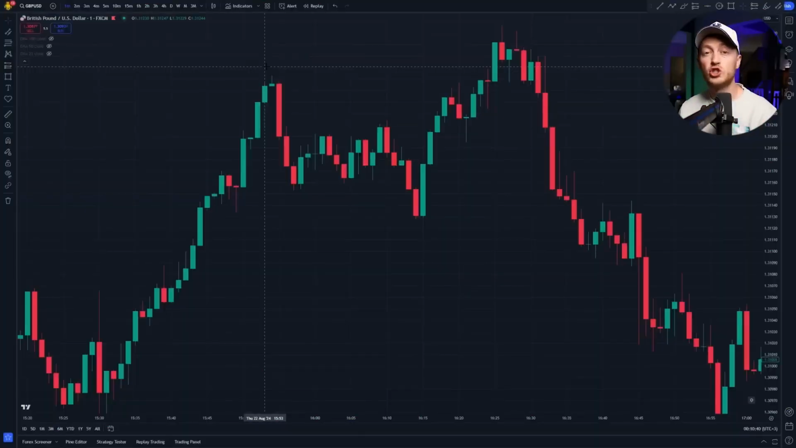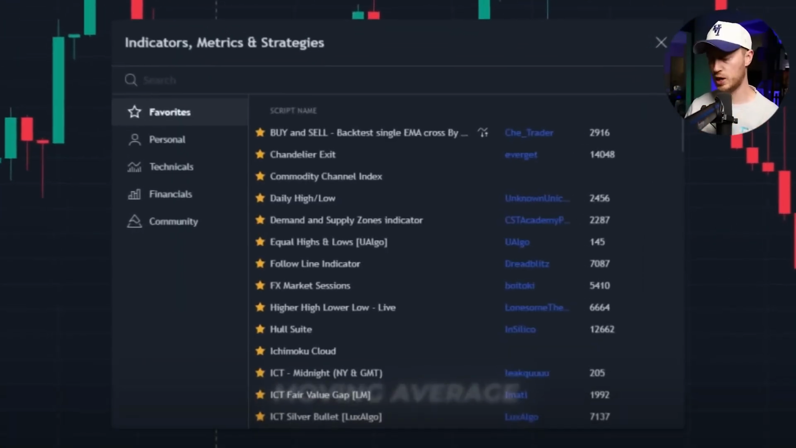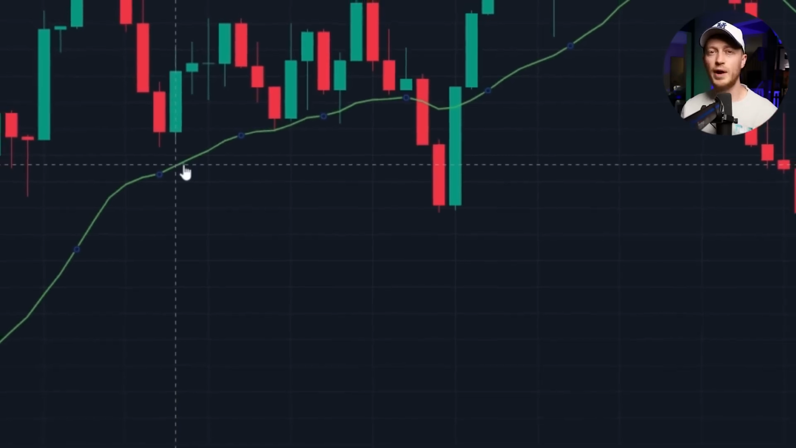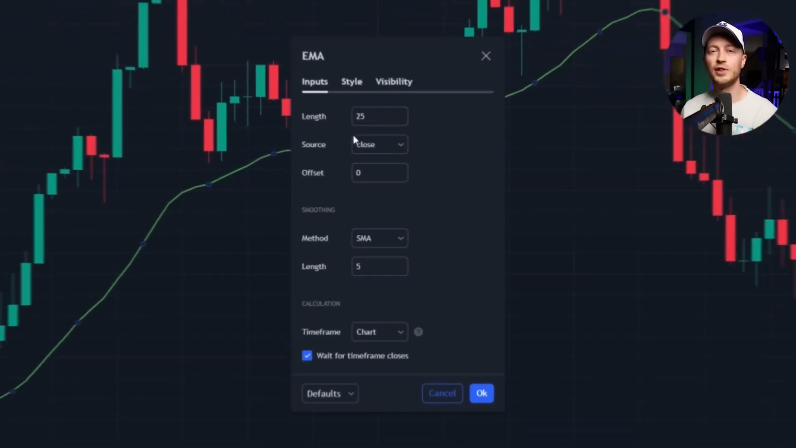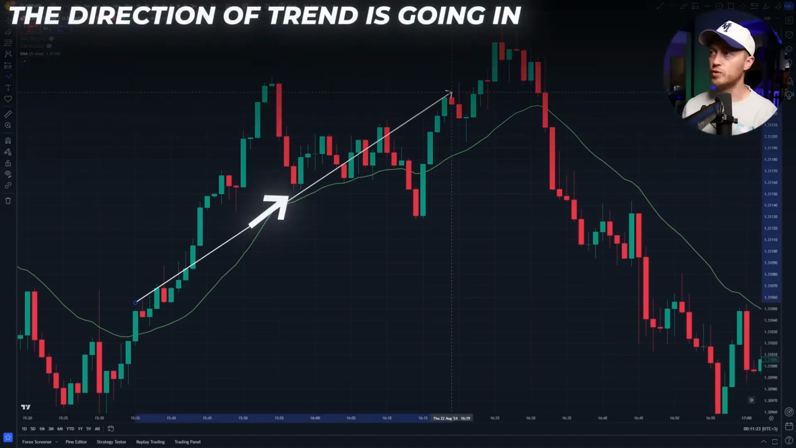The foundation of this trading strategy is the moving average. If you haven't used a moving average before, just come up to indicators, type EMA, and click moving average. This moving average right here shows us the closing price of the last 25 candles, and it makes it very clear the direction the trend is going in.